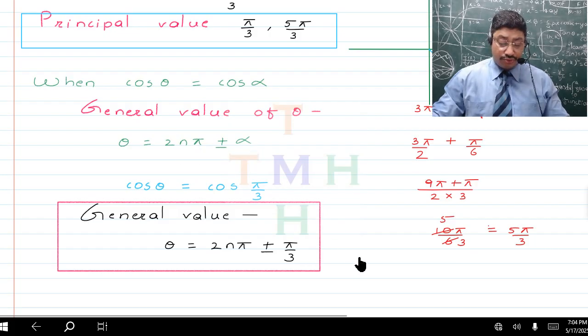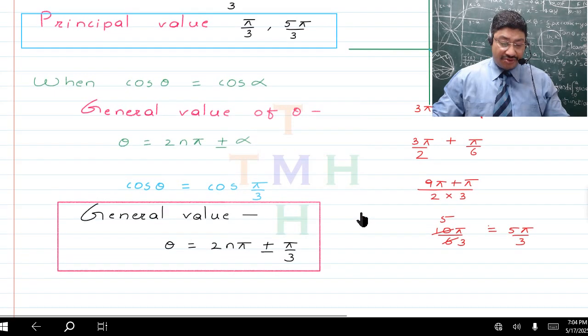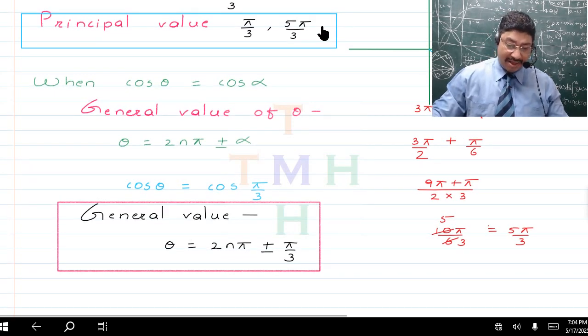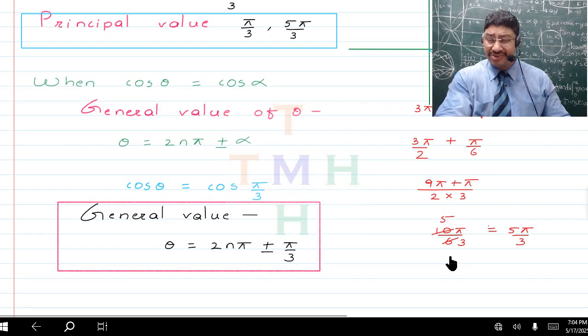Now here children, what you do is if you talk about the general value, you can have theta equal to 2nπ ± π/3, although π/3 can also be replaced by 5π/3. But normally, whichever is the angle in the first quadrant is considered, or whichever is the first negative value, moving from the first quadrant to the fourth quadrant, is considered in writing the general value, although both will give you two different answers, right?